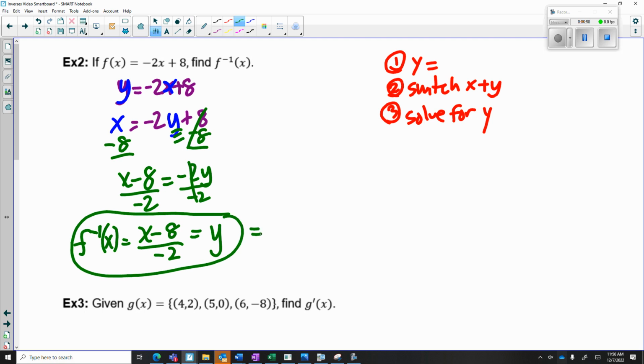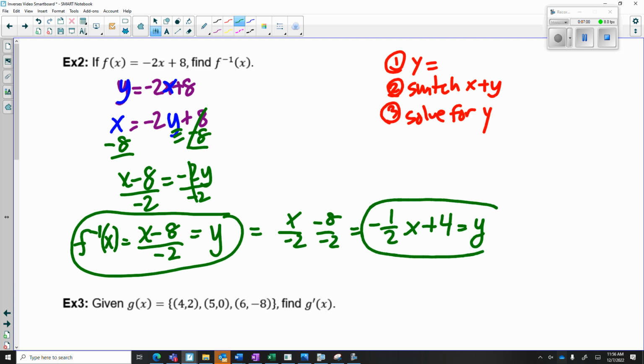Another way would have been to write it as x over negative 2 minus 8 over negative 2. And that would have actually become negative 1/2 x plus 4. If you want to be fancy, that's another answer. Okay, so there's multiple ways to write this, but it's totally acceptable to write it as x minus 8 over negative 2. But if this were a multiple choice, if that choice wasn't there, you would want to manipulate your answer to see if you could find the other one.